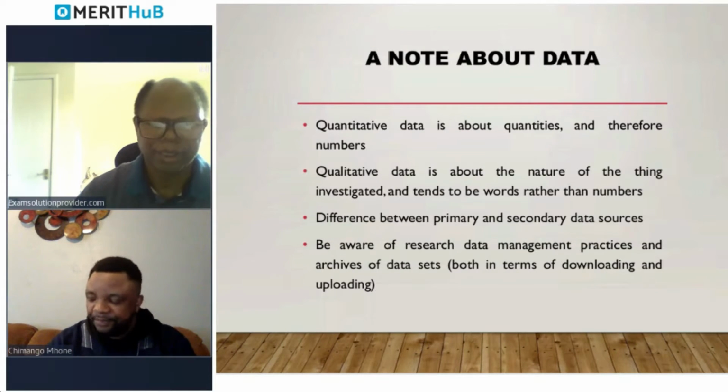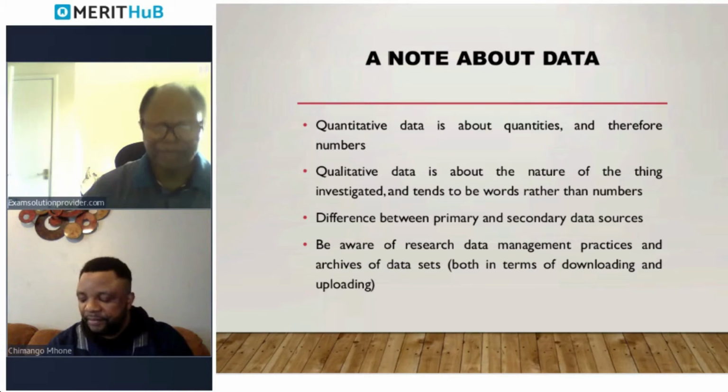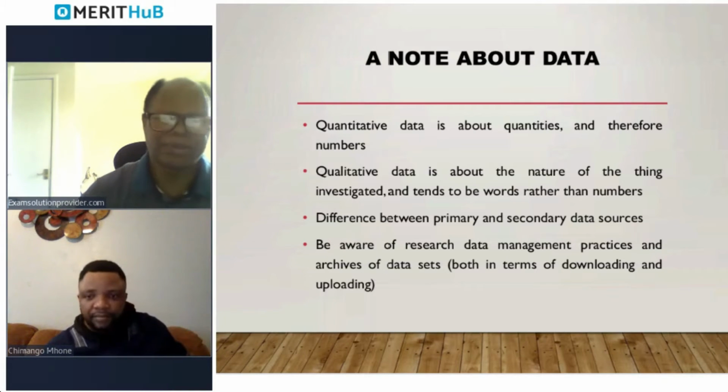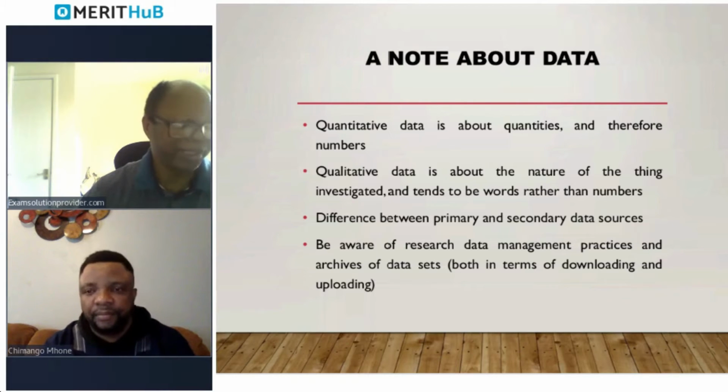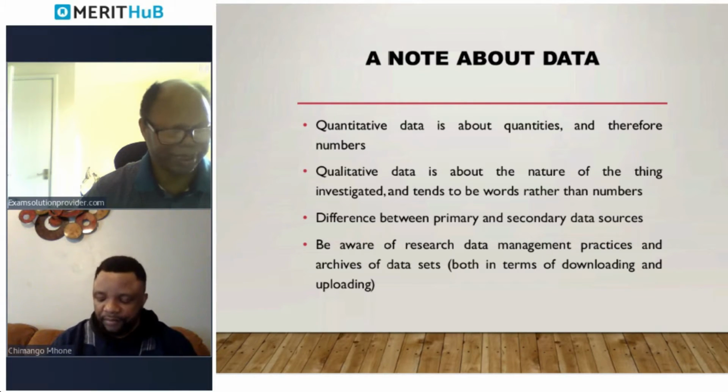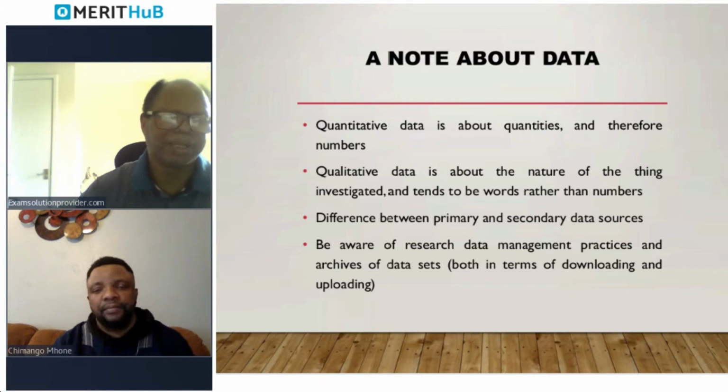So let's have a note about the data. Quantitative data is about quantities, and therefore it's going to be numbers. While qualitative data is about the nature of the thing which you are investigating, and therefore tends to be words rather than numbers. You are describing them. It's more likely to be descriptive, rather than 1, 2, 3, 4.